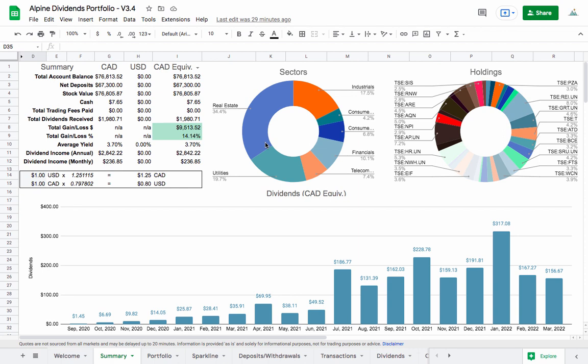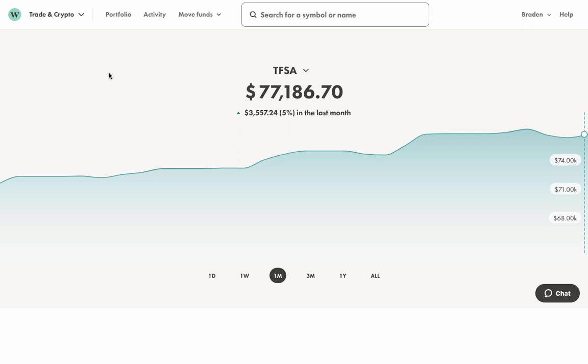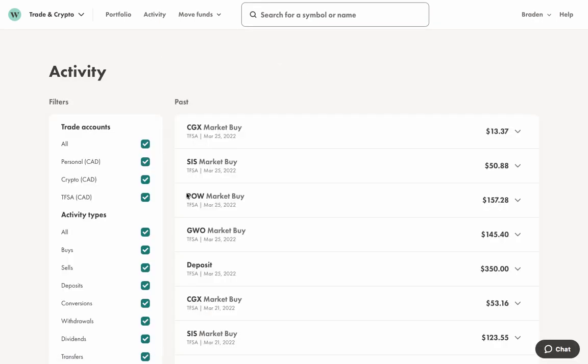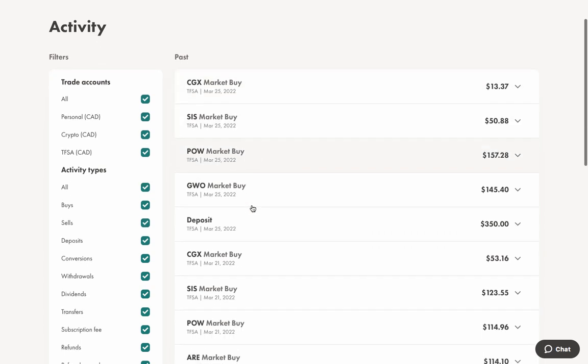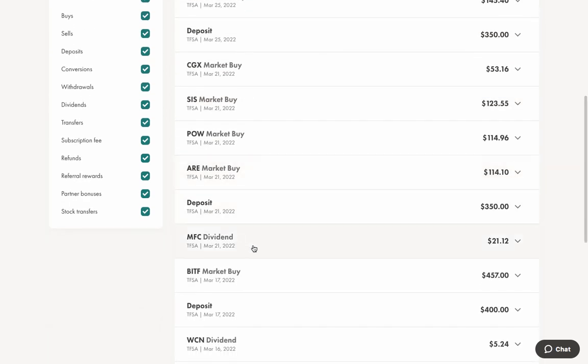So to get started today, I'm just going to walk through what I did today and update a few things in the spreadsheet. So first of all, I actually made a deposit into the account. We can go into Wealthsimple, and if we just go into my activity tab, we're going to see here that I made a deposit. I bought some stocks in here and I received a dividend somewhere in here as well recently. And these are things that I haven't tracked yet.